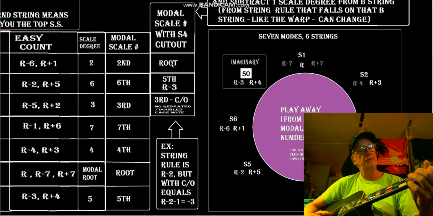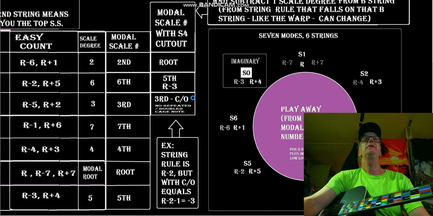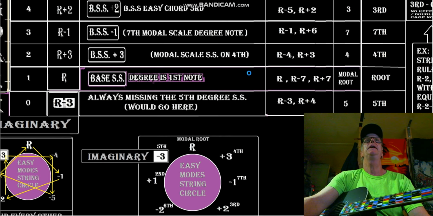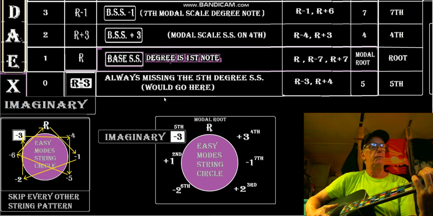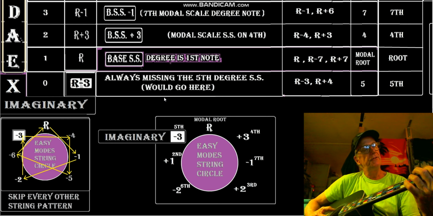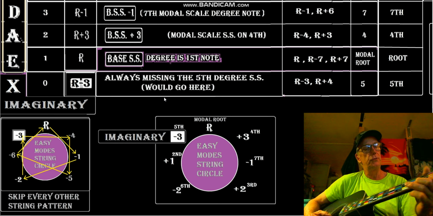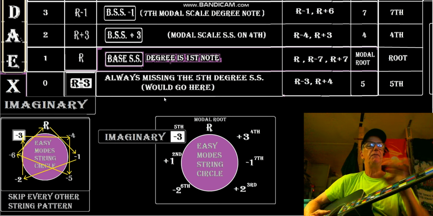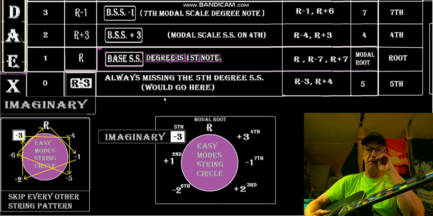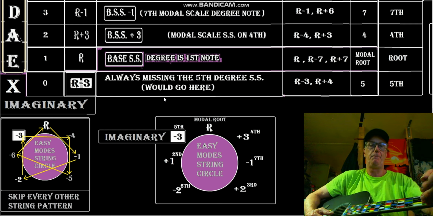Well, what's that 5, 6, 7 right there? That's the 5th string shape. That's the missing string shape right here that's missing in the playaway. Watch this. Root, 2, 3, 4, 5, 6, 7, root, 2, 3, 4, 5, 6, 7, root, 2, 3, 4. What's missing? 5, 6, 7. The 5th string degree is missing. The 5th degree of the modal scale.